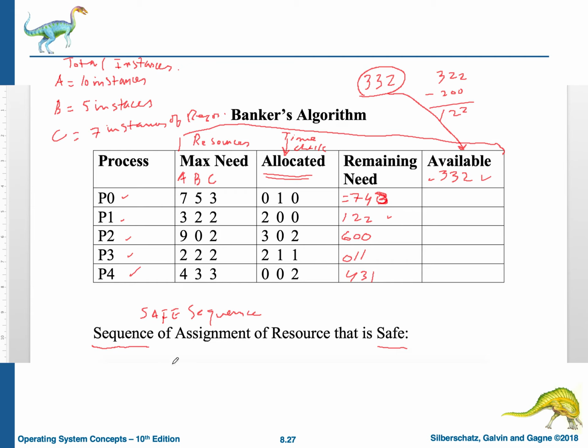So in this sequence, the first one is P1. We have allocated the resources, 122, to this P1 and wait for its execution. Now what happens?